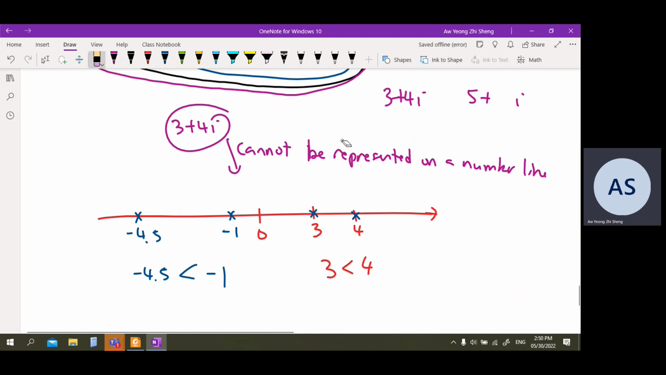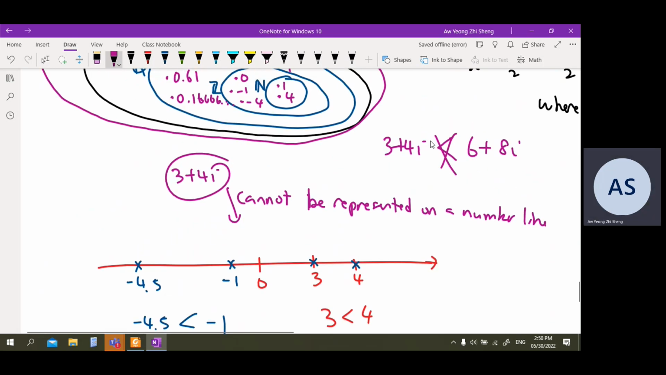But even if I set the coefficient of i to be larger, for example, 3 plus 4i compared with 6 plus 8i, can I say 6 plus 8i is larger than 3 plus 4i? No, we can't do that. We cannot compare between two complex numbers that contain i, because any number that contains i cannot be represented on a number line. So that makes it impossible for us to make comparison.